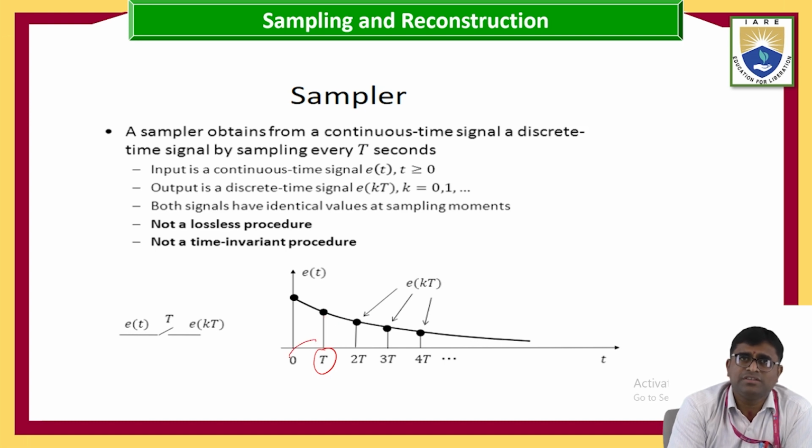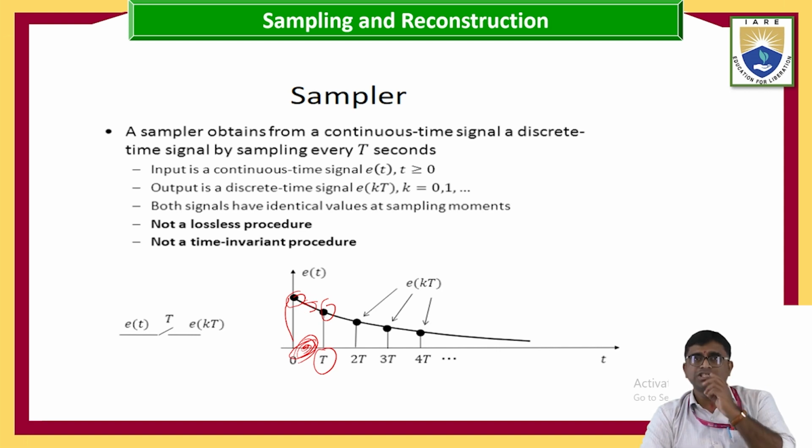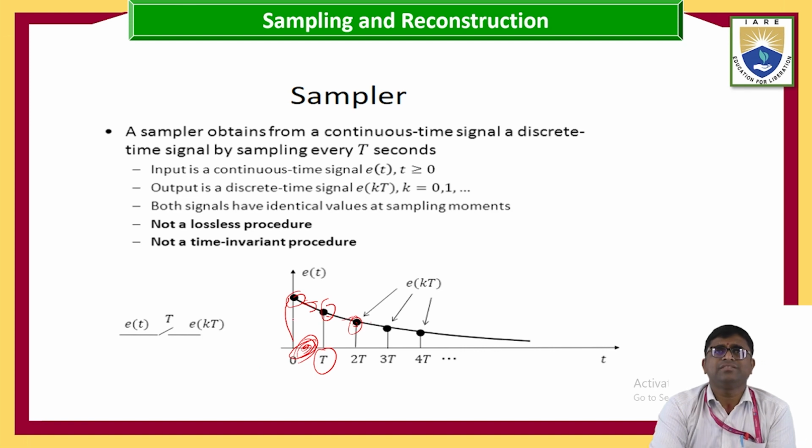What about this one? This is your zero value, zero order. The switch is closed here, at this point the switch is closed, and at this point the switch is closed. What about between these two points? The switch is opened. Again the switch is open from here to here. Again the switch is closed, and that value is 2T. Like this it is going to be processed.